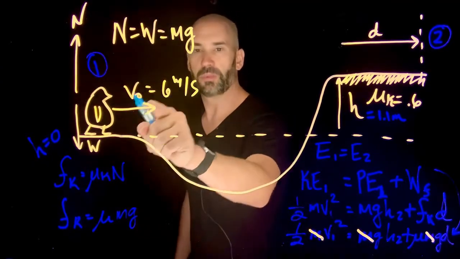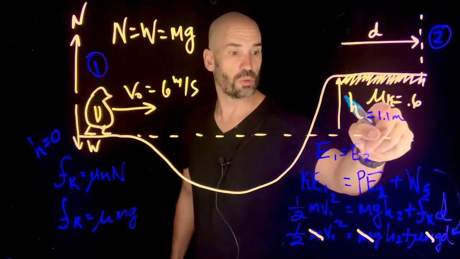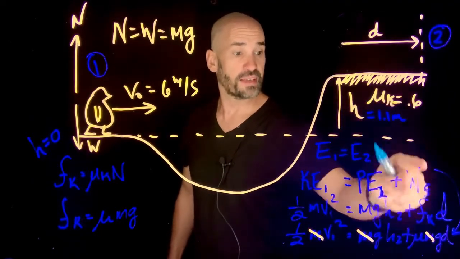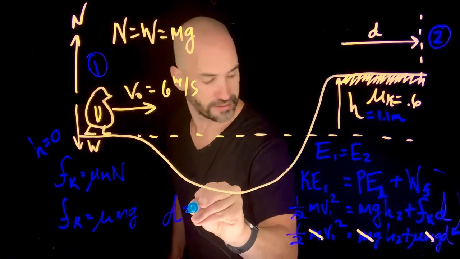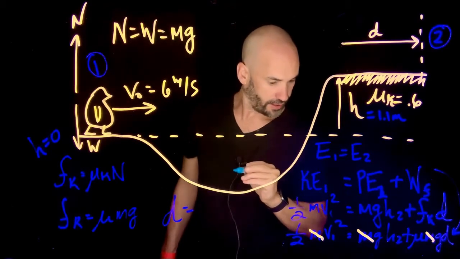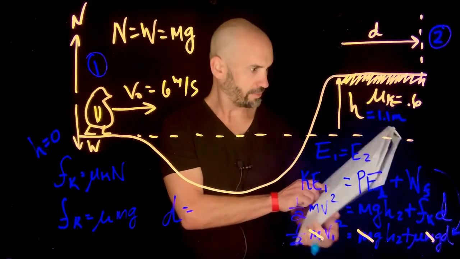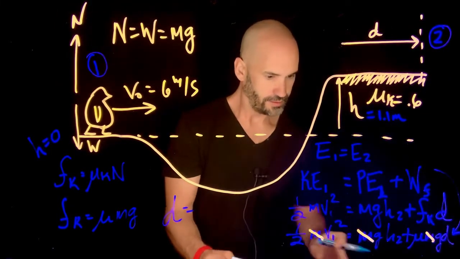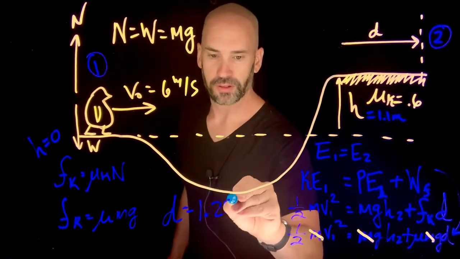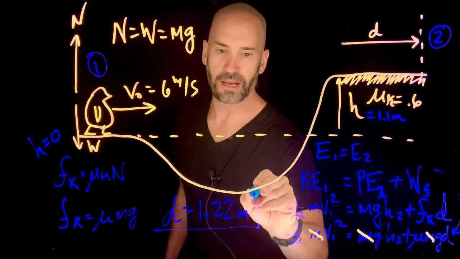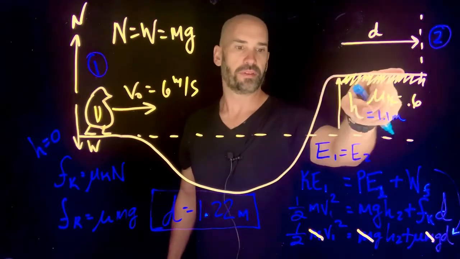1/2 times v1 squared, we put our v1 in, which is 6, equals g, 9.8, times h2, which is 1.1, plus mu, which is 0.6, times g, which is 9.8, times d. Solve for d, and what do I get? Oh, I get a magical answer of 1.22 meters. Okay, so this penguin was sliding for 1.22 meters once it reached the top position here.